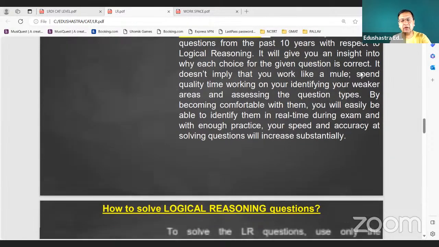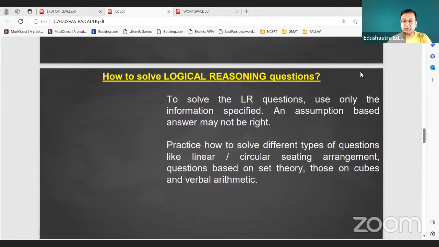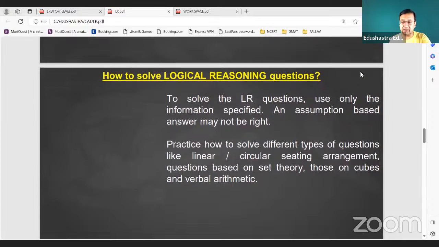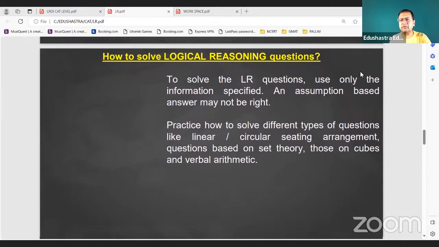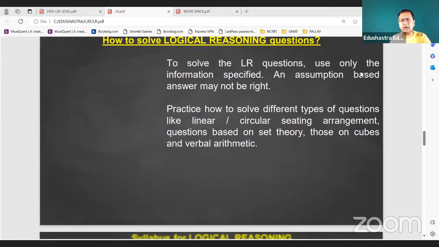Now, how to solve the questions of logical reasoning? We have different types of questions based on queues, games and tournaments, arrangement, quantitative based reasoning, table, bar graph, etc. Different types of graphs are there. So how to solve?